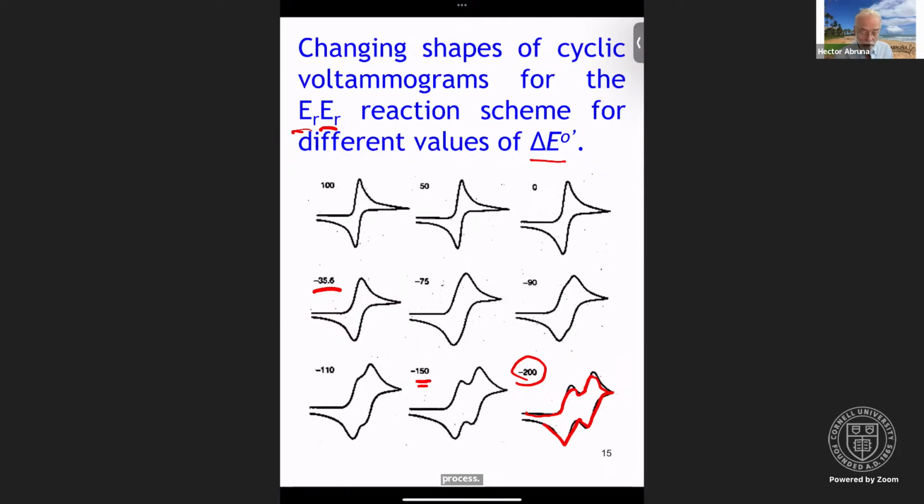As you go further in, meaning that the second electron is easier than the first, then you get a single wave that gets increasingly sharp. And so this delta E peak here is less than 59 millivolts, as will be the case here. And you have then multiple electron transfers.